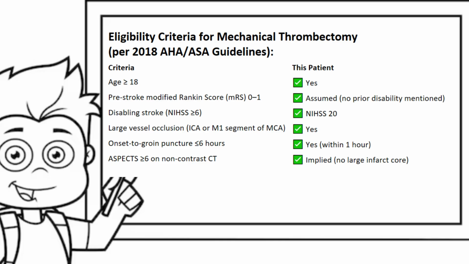2. Pre-stroke modified Rankin score of 0 to 1, which we can assume for our patient with no prior disability being mentioned. 3. Disabling stroke with an NIHSS score of more than 6. Our patient has an NIHSS score of 20. 4. Large vessel occlusion, that is the internal carotid artery or M1 segment of MCA, which our patient clearly has. 5. Onset to groin puncture of less than 6 hours. Our patient came in within less than 1 hour. And 6. An ASPECTS score of greater than or equal to 6 on non-contrast CT, which can be seen in our patient who has no large infarct core on CT.